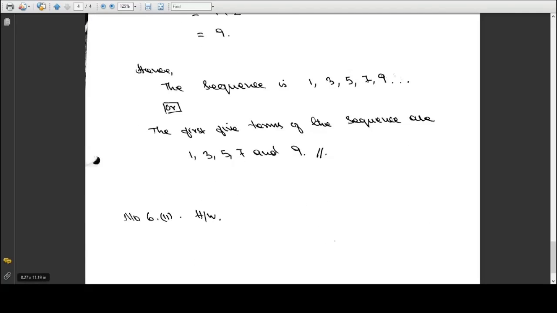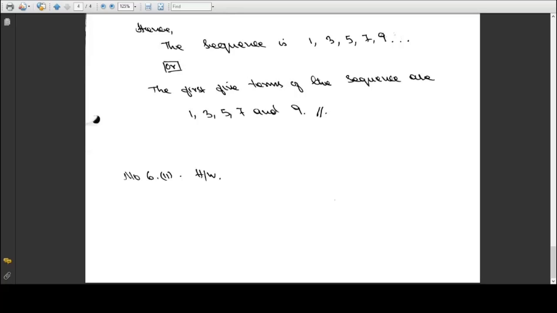Okay, number 2 from number 6, you try to do some work, and for the time being we'll stop here and continue it again in the next class.